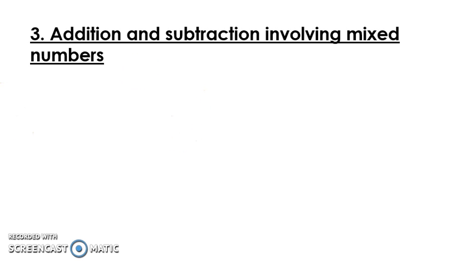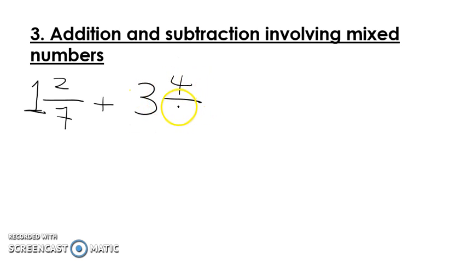Last type of question, addition and subtraction involving mixed numbers. So we're talking about questions like this. 1 and 2/7 plus 3 and 4/. Let's pick a number that's not too large. Change the question, make it simpler for us: 3 and 2/3.